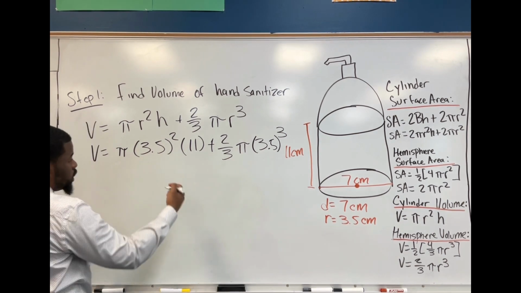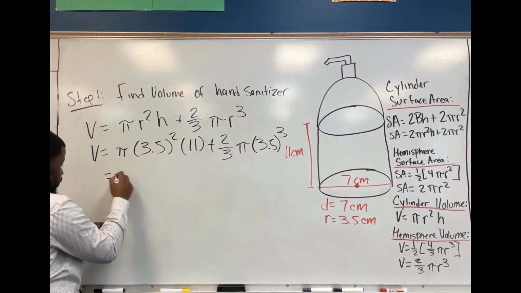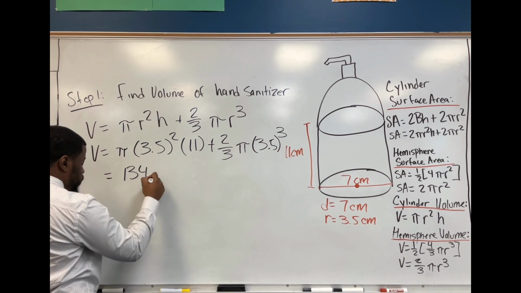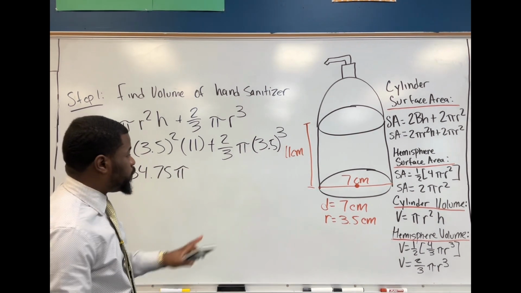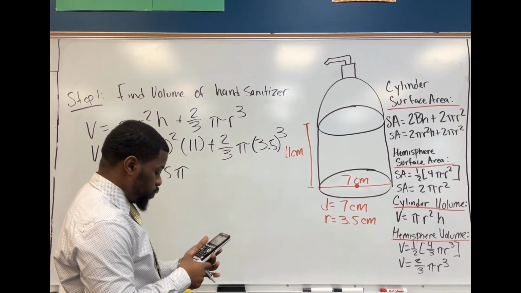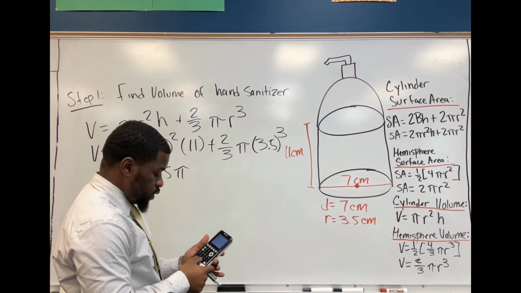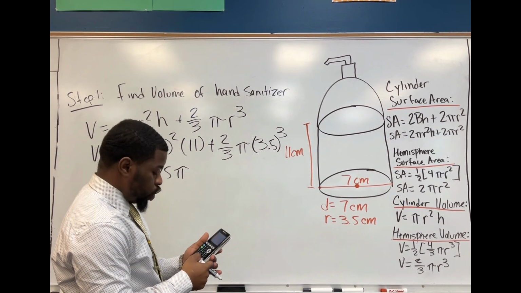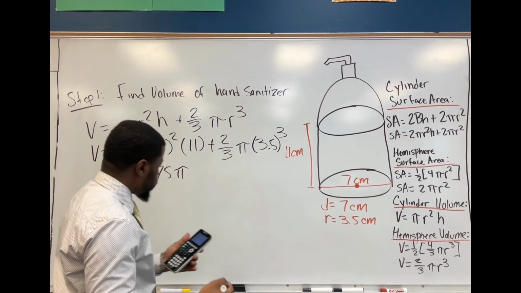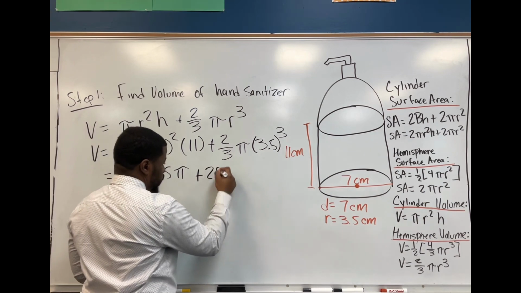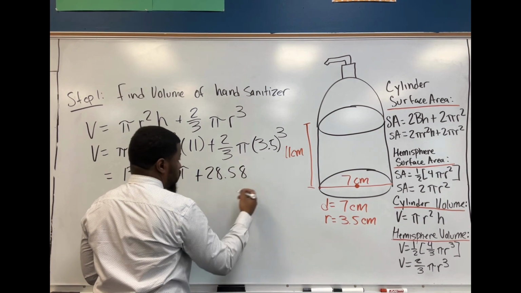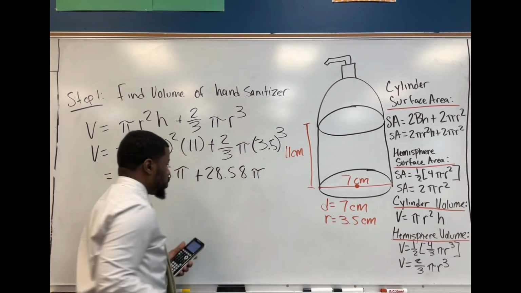So 3.5 squared times 11 is going to be 134.75 pi. I'm going to leave pi as is, like I mentioned before. And then I'm going to simplify this portion here. We have 2 divided by 3 times 3.5 cubed, which turns out to be 28.58. So it's going to be 28.58 pi.